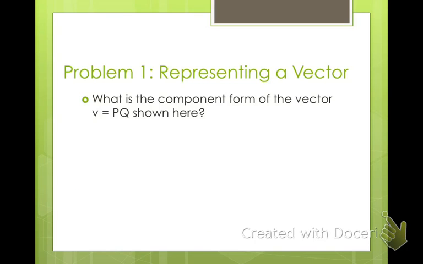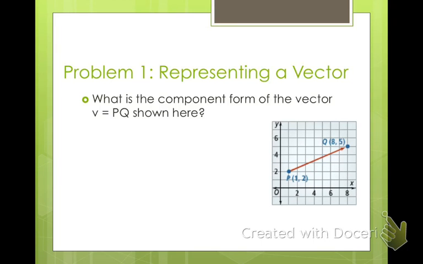Representing a vector. What is the component form of the vector v equals PQ shown here? P is at (1, 2) and Q is at (8, 5). What we're trying to do is find out how long this is, so our goal is to put this at the origin. If we were to move point P to the origin, directionally we'd have to go left 1 and down 2.